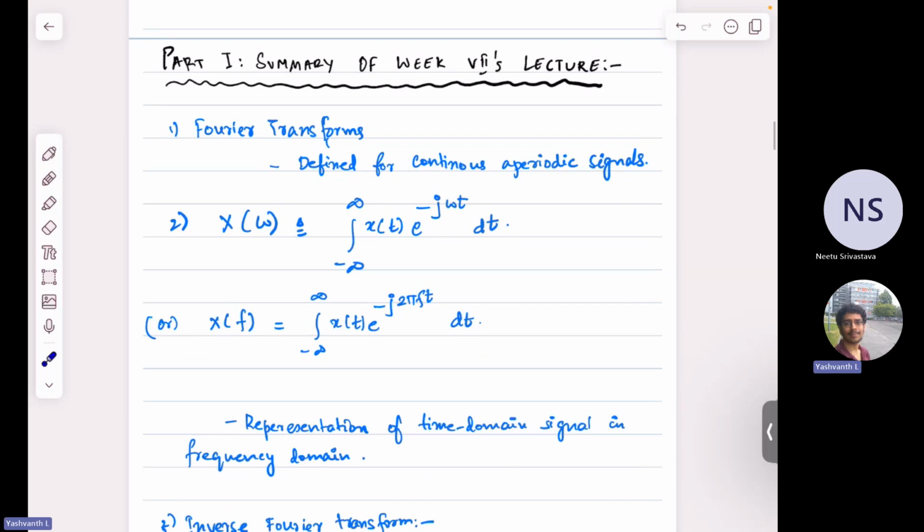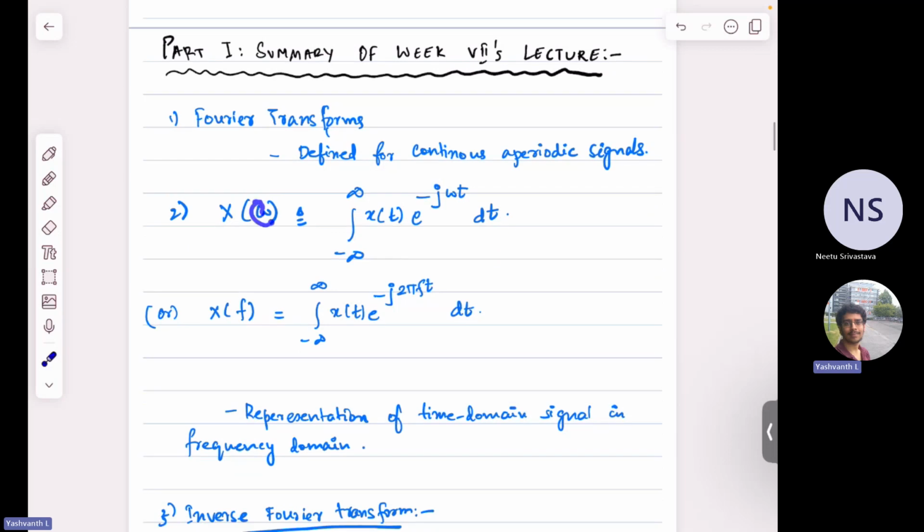The definition of the Fourier transform is given by this equation: you integrate from minus infinity to plus infinity x of t times e raised to minus j omega t dt. If you recall, this looks exactly like the Laplace transform definition, except that instead of j omega, we had s in the Laplace transform. You can view this as a Laplace transform too. We will give the connection between the Laplace transform and the Fourier transform in a while. So this is the definition of the Fourier transform.